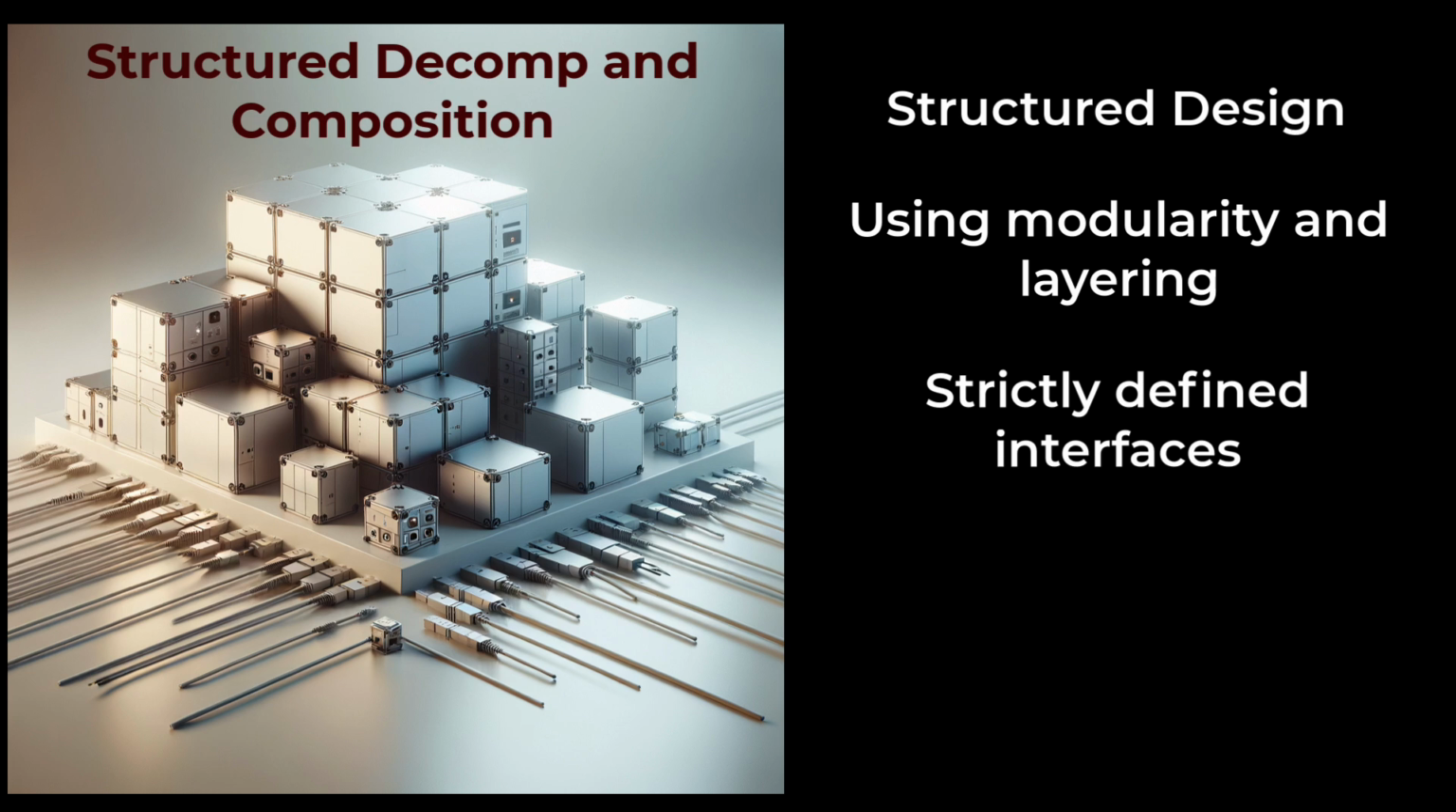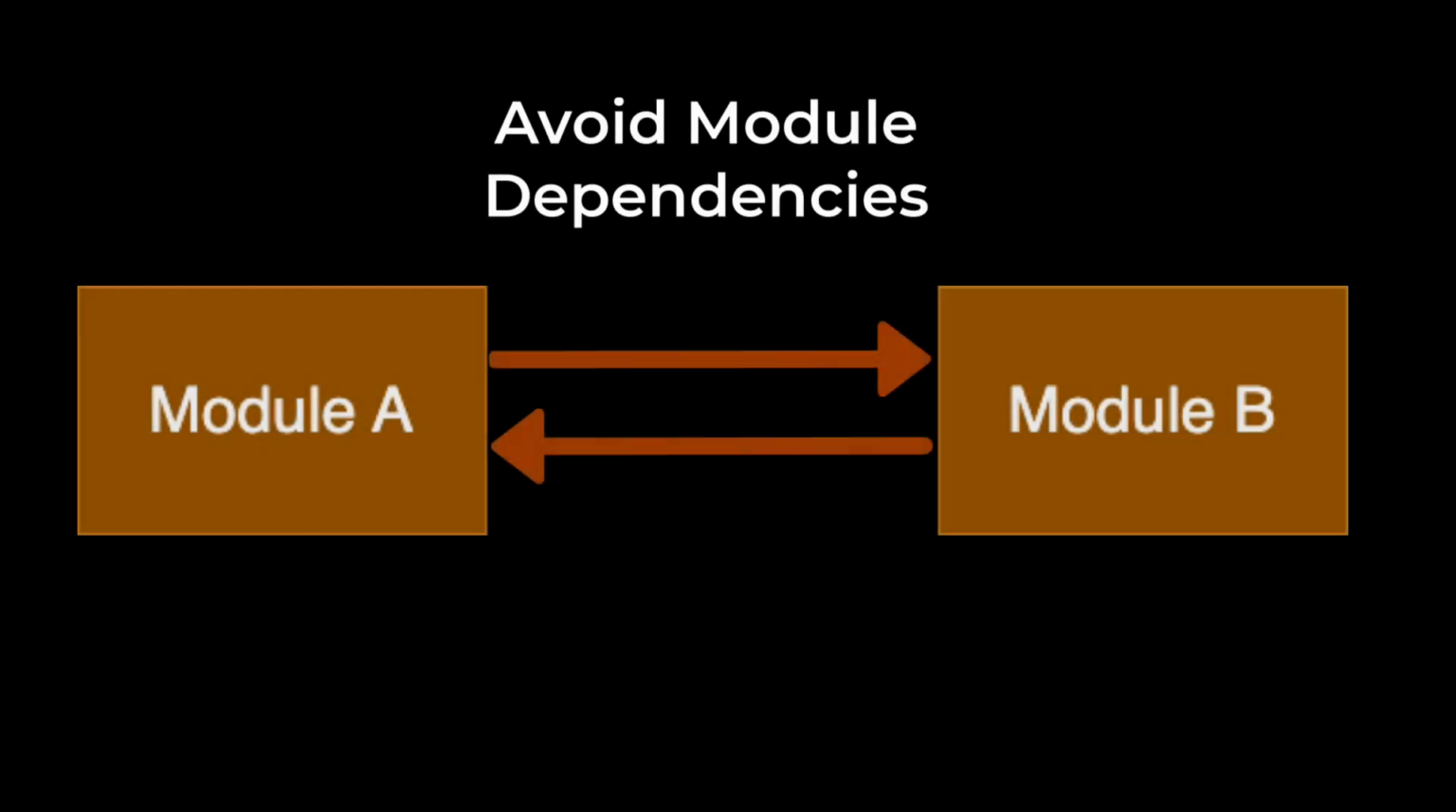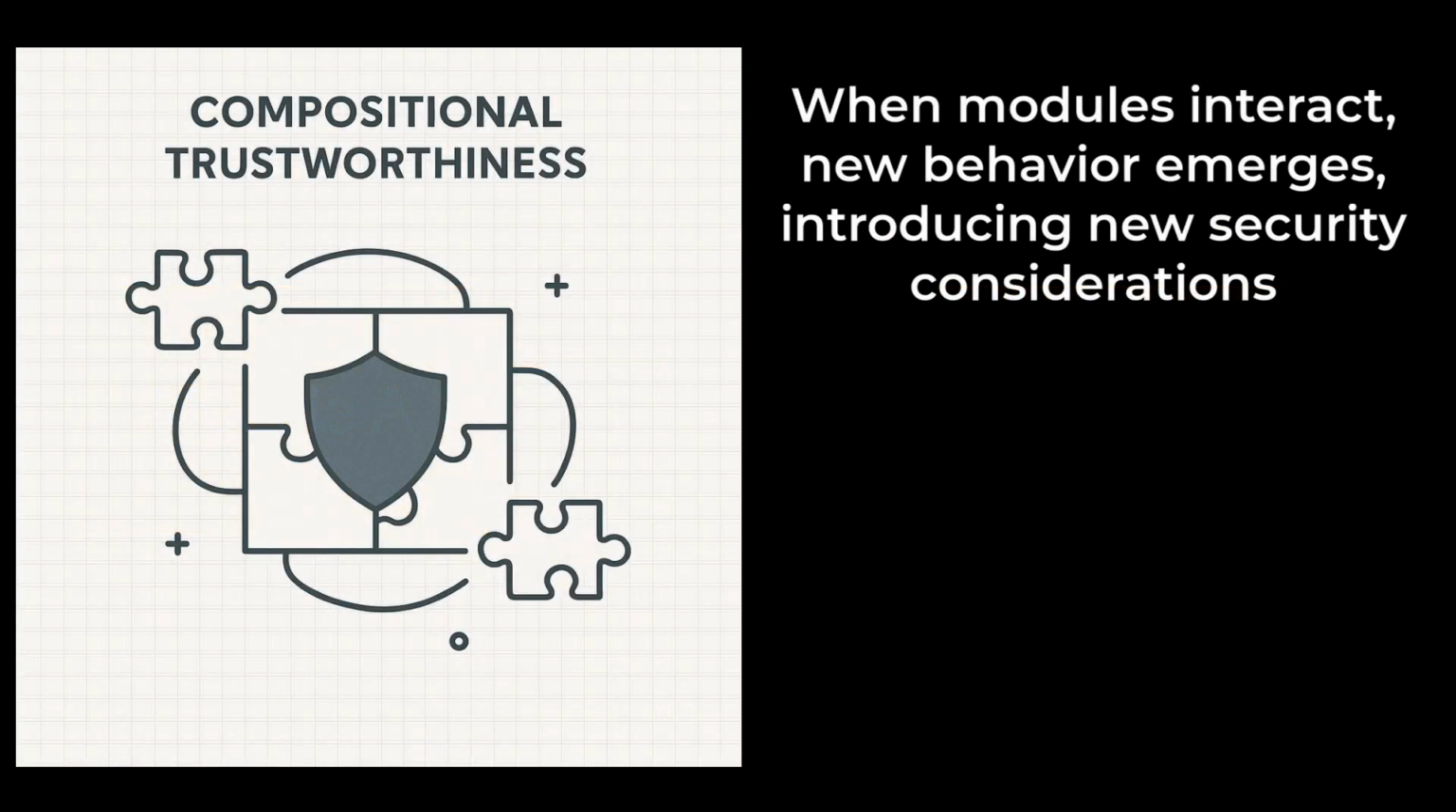The NIST guidance explicitly highlights the use of modular design, layering, and partial ordering of dependencies, such as avoiding circular loops where module A depends on B, while B depends on A, to maintain a coherent design. Even if each module is secure on its own, we must consider the system as a whole.